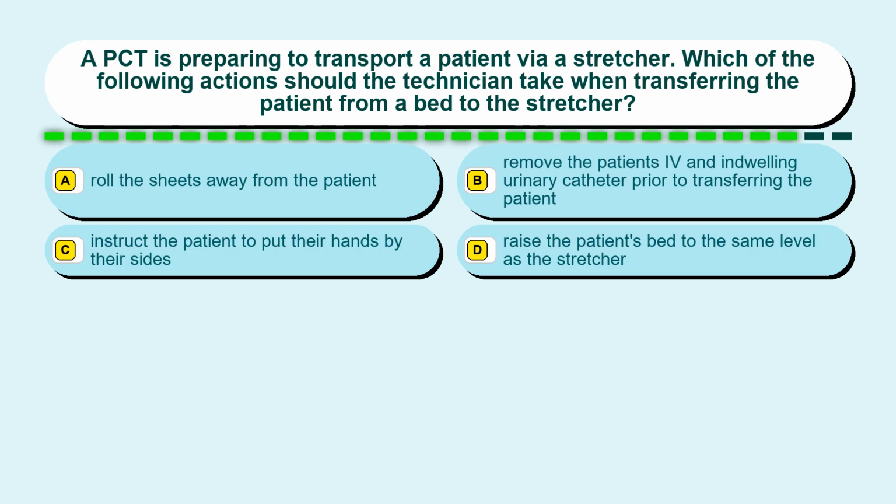Question 45. A PCT is preparing to transport a patient via a stretcher. Which of the following actions should the technician take when transferring the patient from a bed to the stretcher? Option A, roll the sheets away from the patient. Option B, remove the patient's Foley and indwelling urinary catheter prior to transferring the patient. Option C, instruct the patient to put their hands by their sides. Option D, raise the patient's bed to the same level as the stretcher.